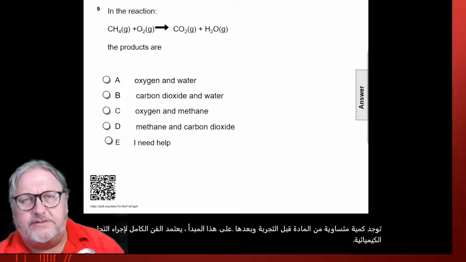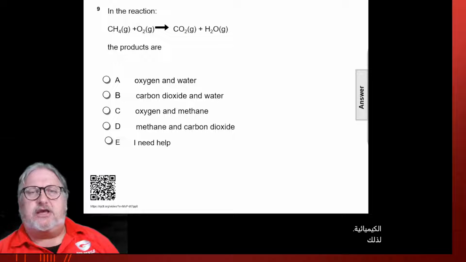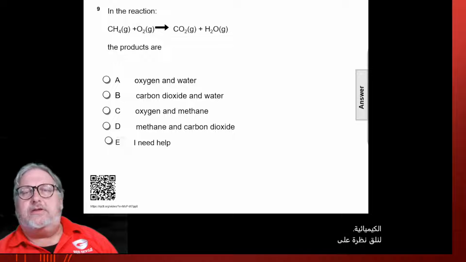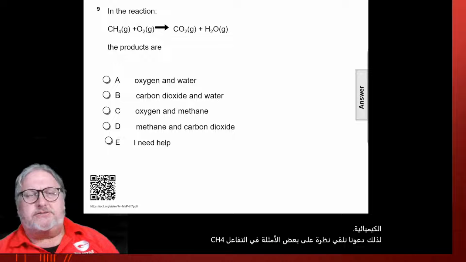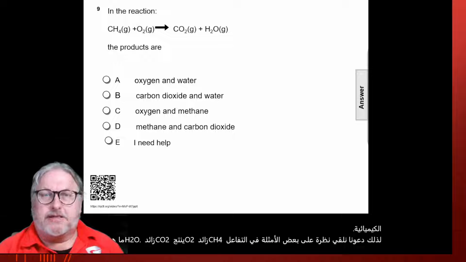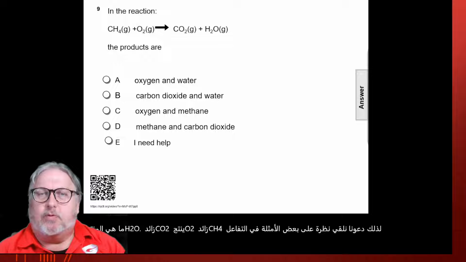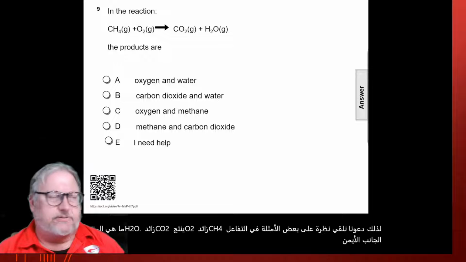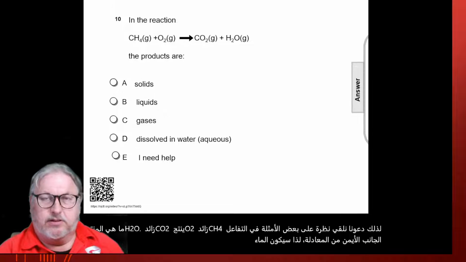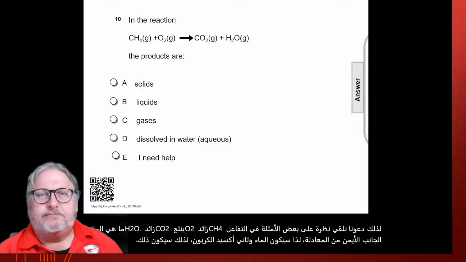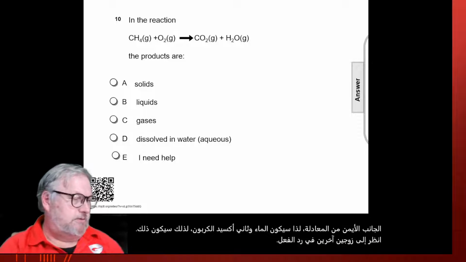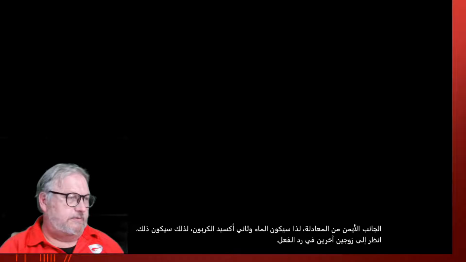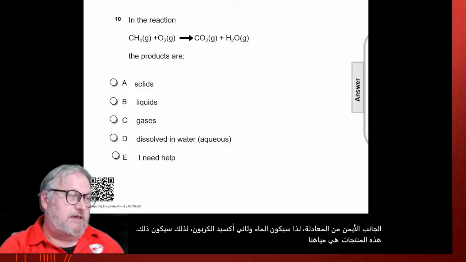So let's look at some examples. In the reaction CH4 plus O2 yields CO2 plus H2O, what are the products? Right-hand side of the equation. So it's going to be water and carbon dioxide. So that would be B. We'll look at a couple more. In the reaction, those products are water. Let's see if that comes up right. Yeah, carbon dioxide and water.